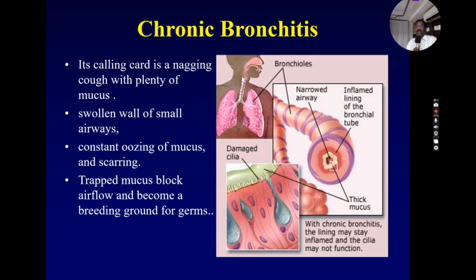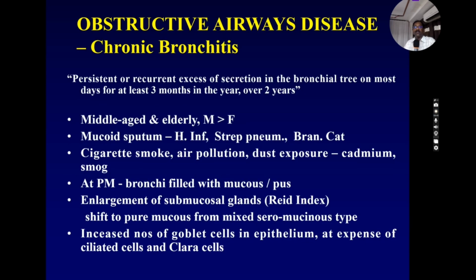There will be swollen walls of the small airways. There will be constant oozing of the mucus and scarring. The trapped mucus blocks the airways, airflow, and becomes a breeding ground for germs. So a lot of infections here, both gram-positive and gram-negative organisms will stay there and flourish like anything.